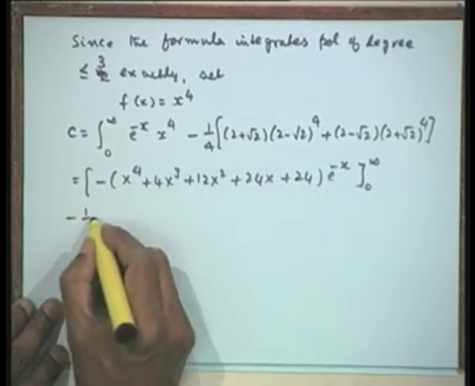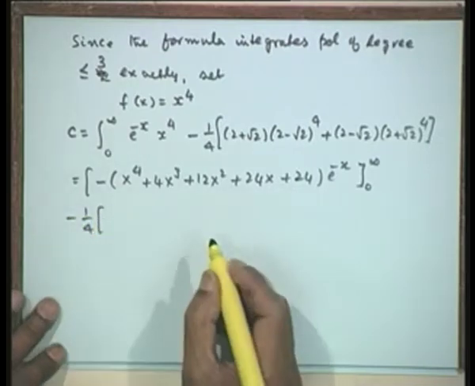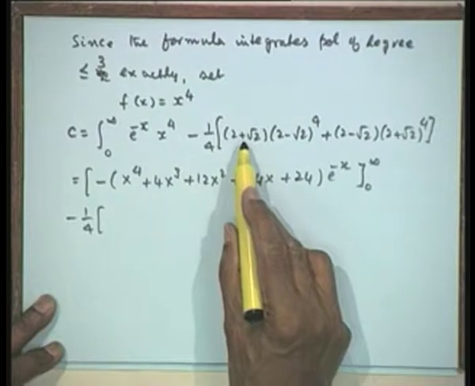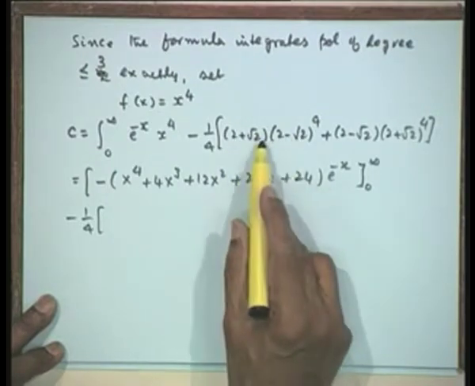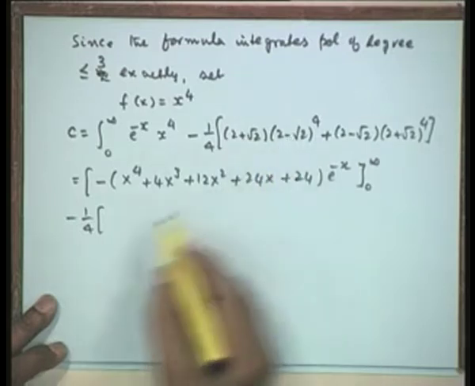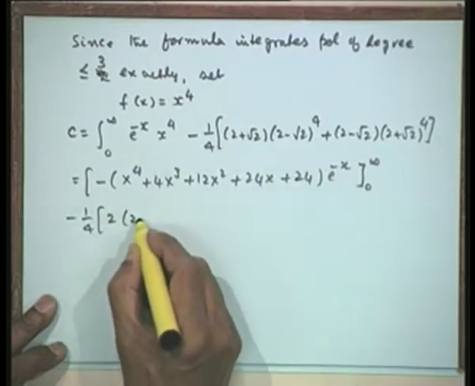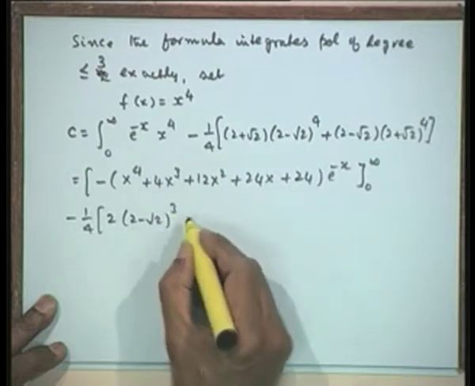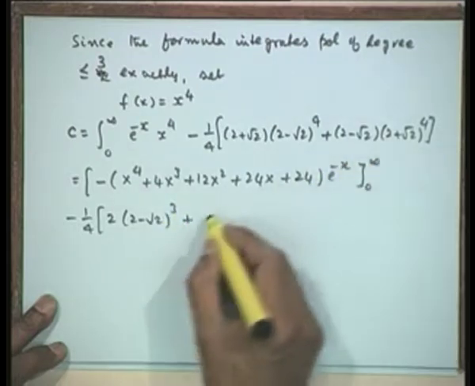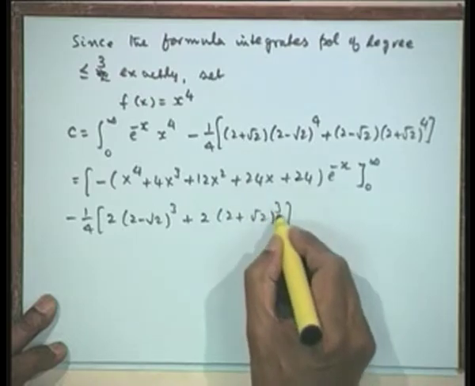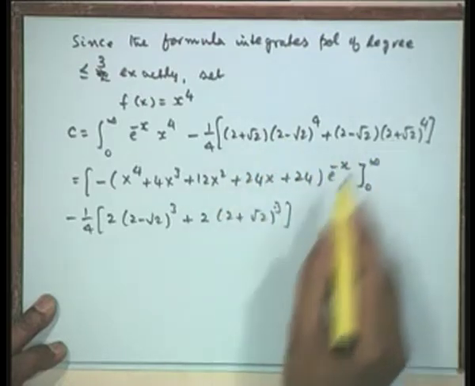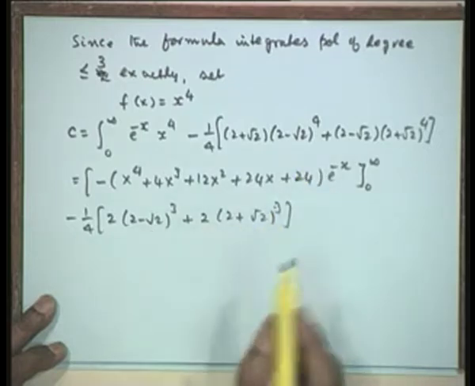And the second term is 1 upon 4. Let us take 2 at a time. Let us take 2 plus root 2 into 2 minus root 2. Combine them, that will be 4 minus 2, that is 2. So what is left out is whole cubed, and again I combine these two to give 2 and 2 plus root 2 whole cubed. I am combining one factor each, so that they get simplified.